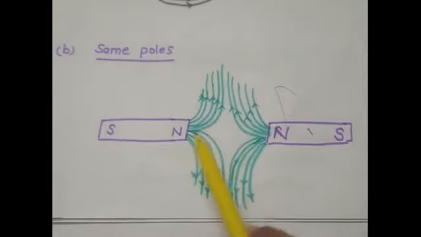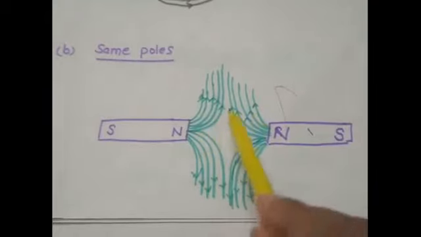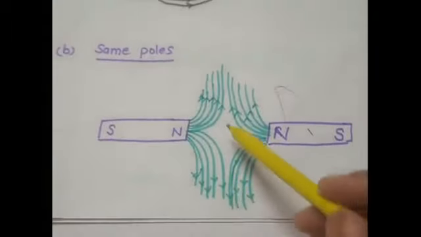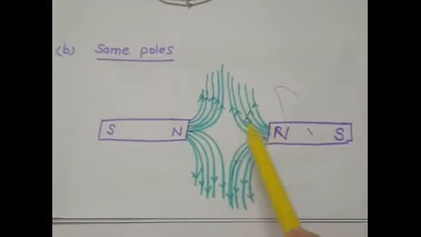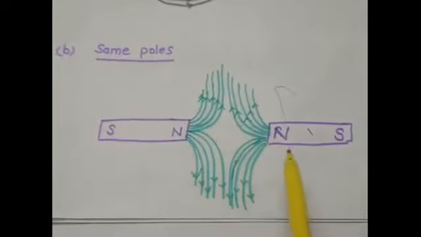In both cases, the magnetic field lines will emerge from the north pole, but we know that no two magnetic field lines can intersect each other. So they will not intersect, but as they have the same property, they will repel each other, and the path obtained by them will be like this: they will feel repulsion and move away from the poles. So this is the magnetic field representation when two bar magnets with same poles are lying collinear.